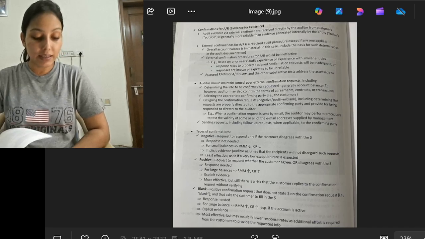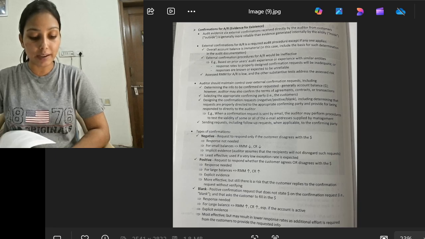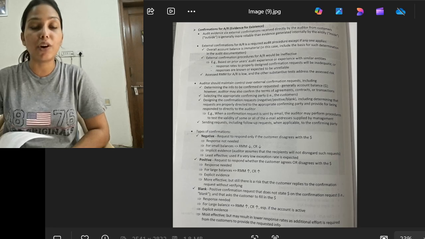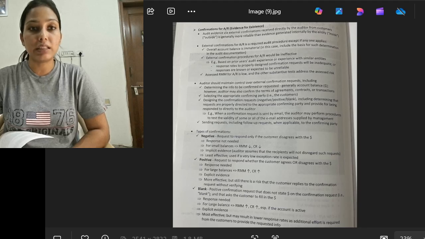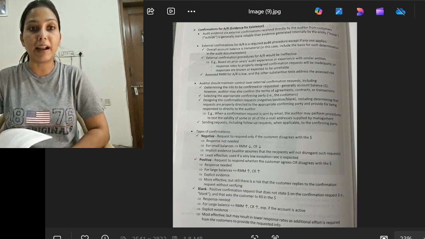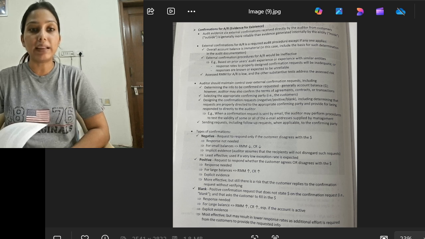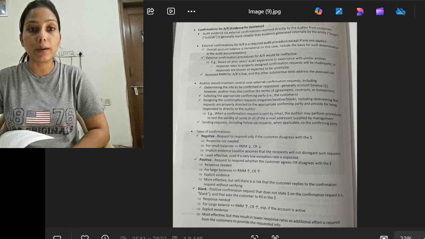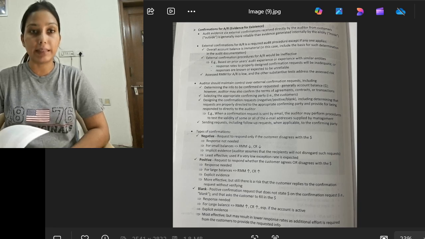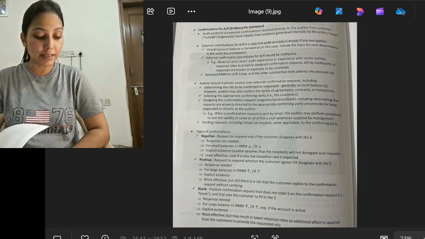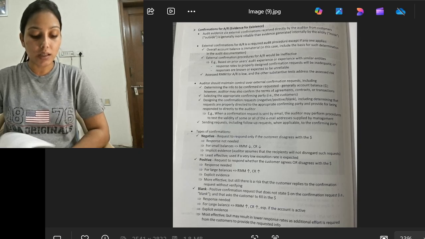Also, external confirmation will be ineffective if, based on the prior year audit experience or experience with similar entities, the response rate to properly designed confirmation requests is inadequate, or the response is unexpected or unreliable. So if there is any past trend that the customers are not providing replies, and if they are inadequate, then in that case also it's not feasible to send the confirmation and expect them during the audit timing.